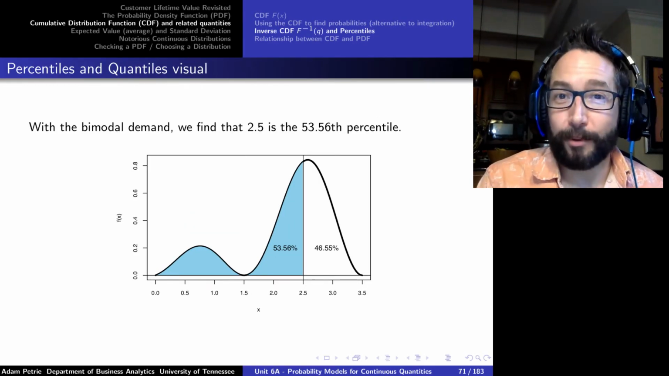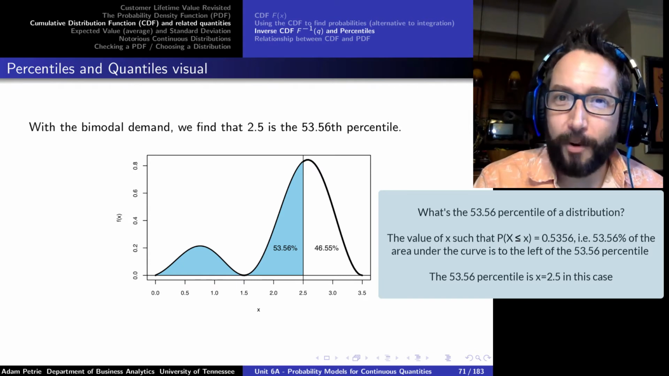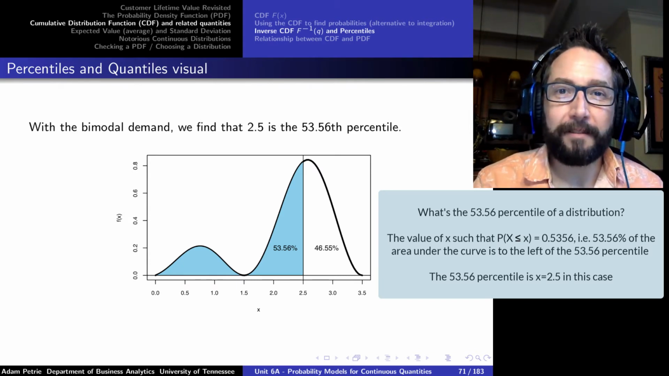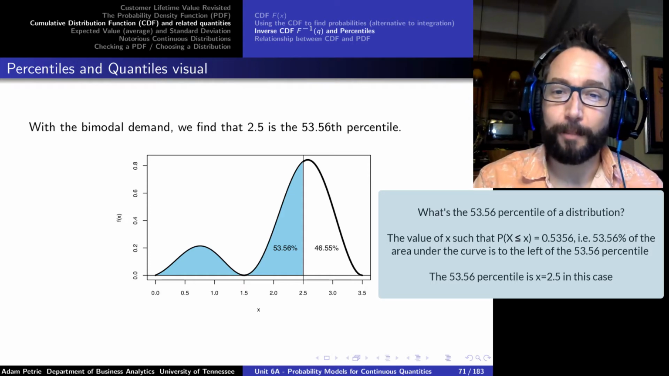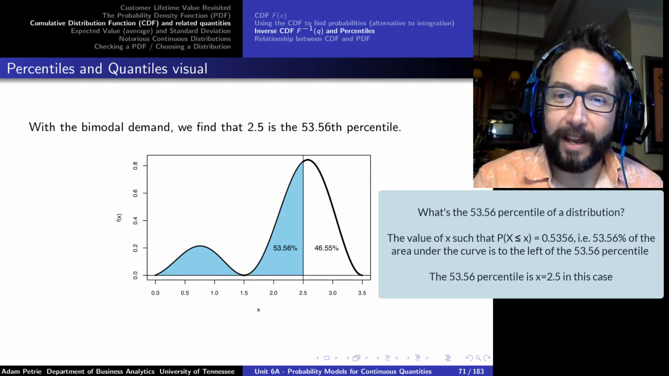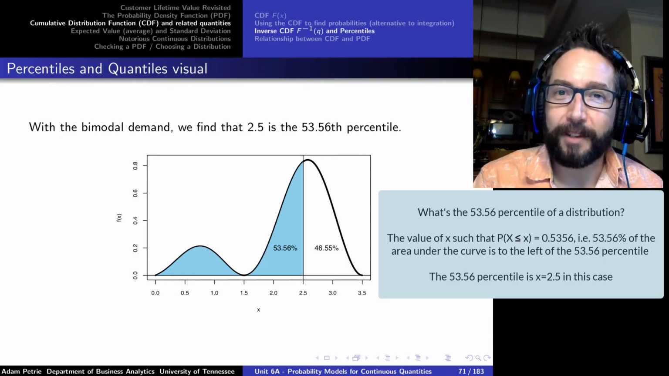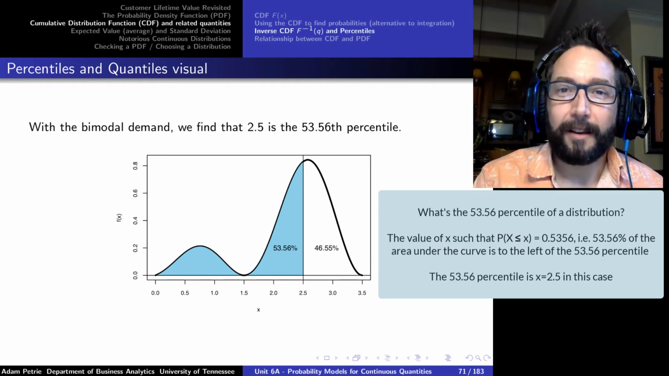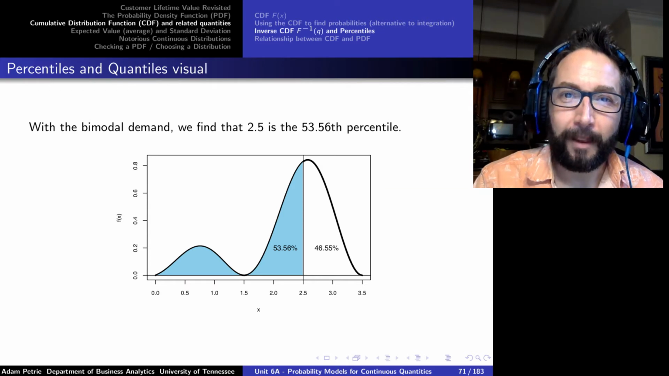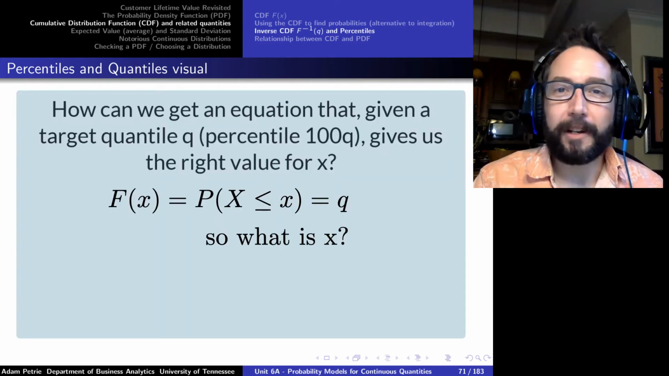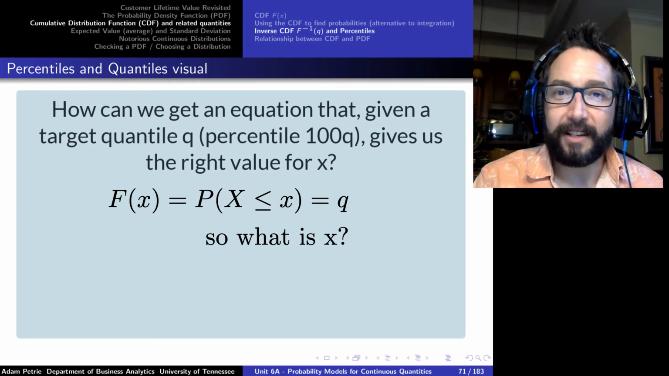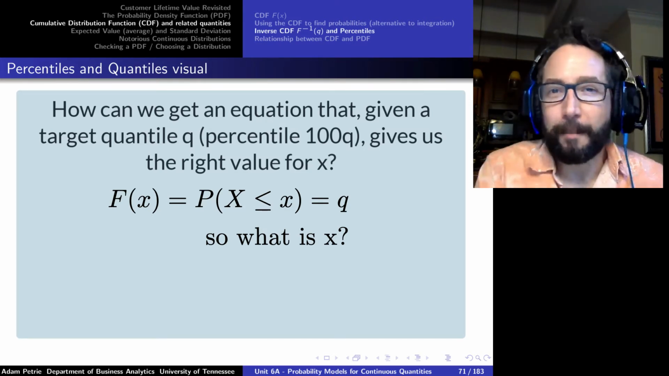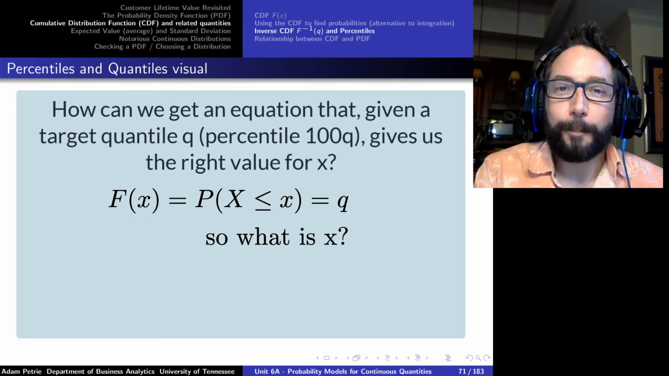With the bimodal demand example, well, if I focused in on a value of 2.5, I know that the probability of getting a value of 2.5 or something smaller is 0.5356. So that lets me know that 2.5 must be the 53.56th percentile here. So how can I develop a general equation that essentially translates the CDF, capital F, the area up to that value of little x, to percentiles?